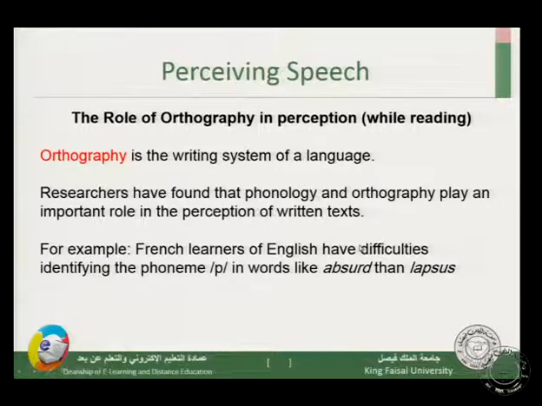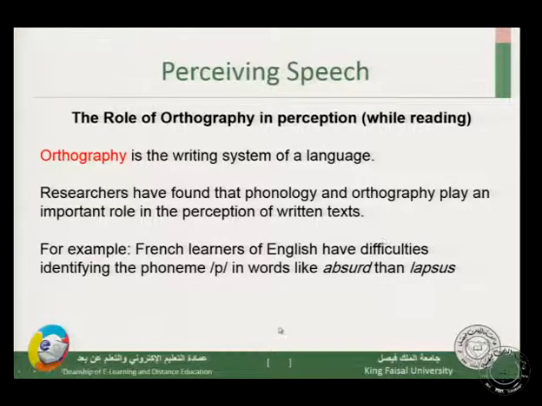Now let's move on to the role of orthography in the perception of speech. As you are reading, orthography plays a role in understanding the message. So what do we mean by orthography? Orthography is the writing system of a language. So researchers have found that phonology and orthography play an important role in the perception of written texts.